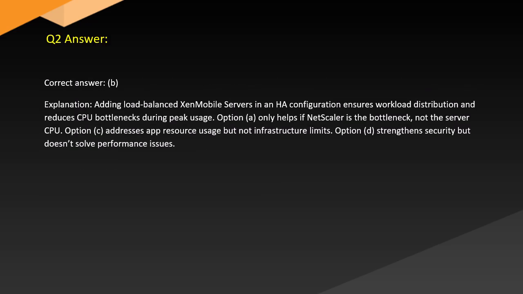Answer. Correct answer: B. Explanation. Adding load-balanced XenMobile servers in a HA configuration ensures workload distribution and reduces CPU bottlenecks during peak usage. Option A only helps if NetScaler is the bottleneck, not the server CPU. Option C addresses app resource usage but not infrastructure limits. Option D strengthens security but doesn't solve performance issues.